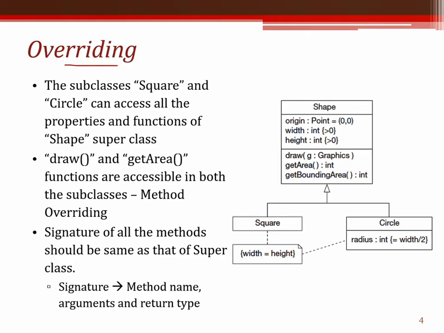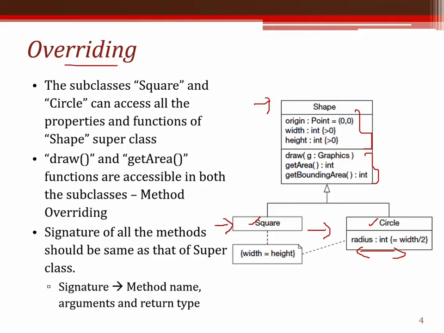Suppose, for example, in this picture you can see a class called Shape, which is a superclass, has two subclasses called Square and Circle. There are three attributes inside the Shape class: origin, width and height. Similarly, three methods called draw, get area, and get bounding area. Now, the two classes, Square and Circle, can inherit all the attributes and all the methods from their superclass. Additionally, a class can even create new attributes, such as radius.